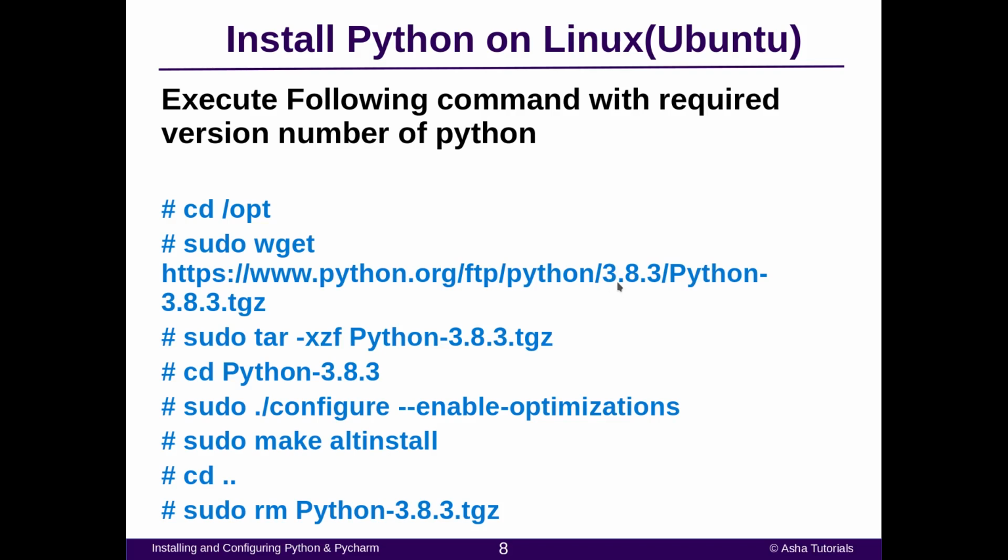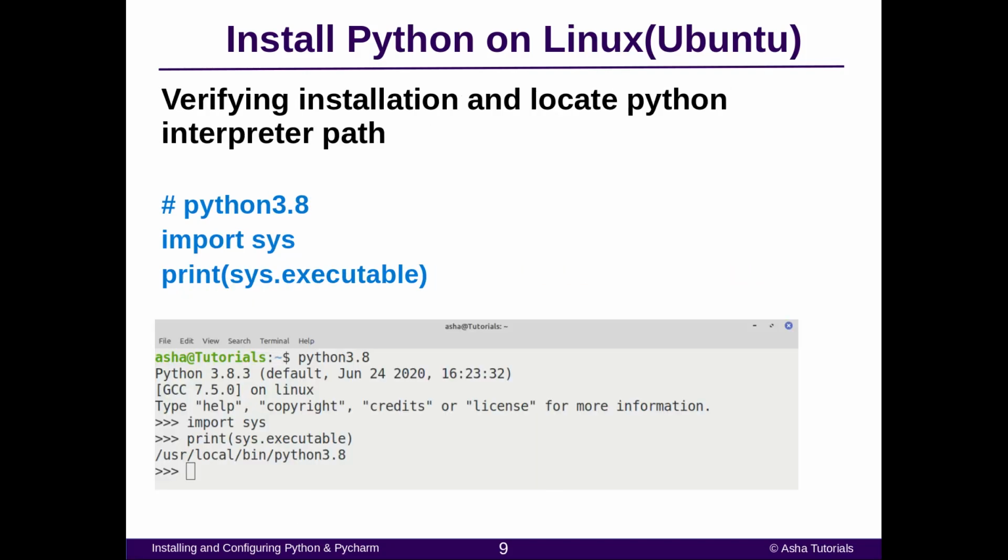For example, replace 3.8.3 with your target Python version, which will install the required Python version. Now, after installing, you can verify the installation by typing python and the version number which you have installed. If Python is installed successfully, it will enter into the Python command shell where you can execute Python statements.